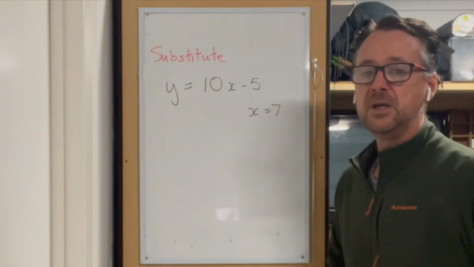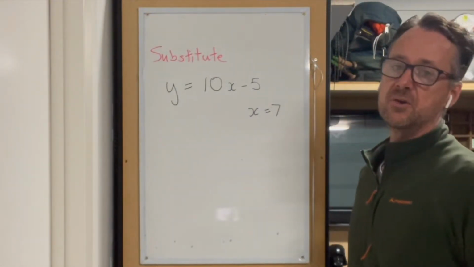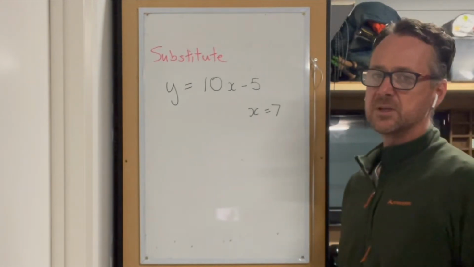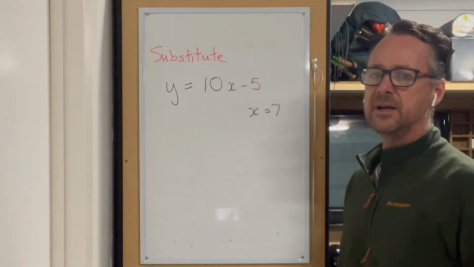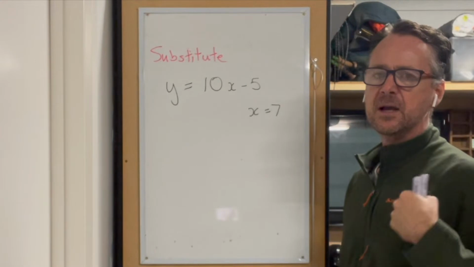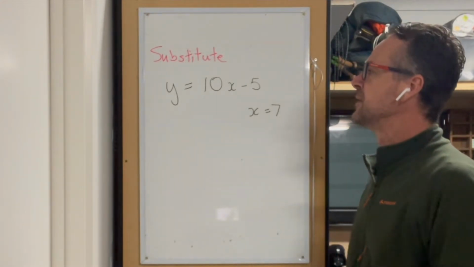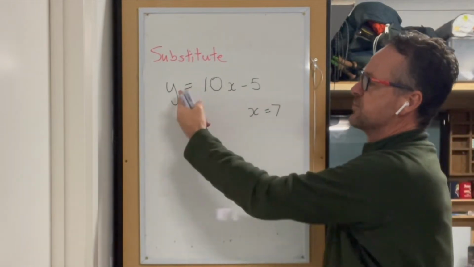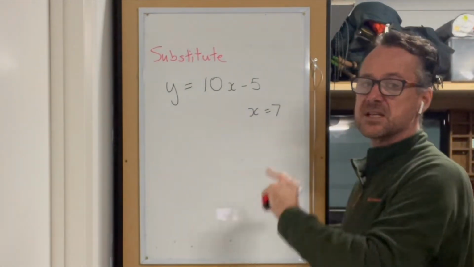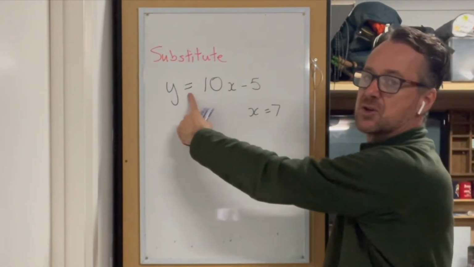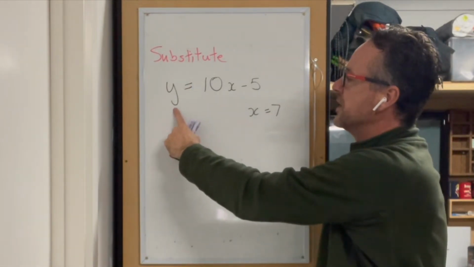Right, we're going to look at the idea of substituting in values now. Normally in this scenario, we'll be given an equation or an expression, and then we'll be given the value of at least one of the pronumerals. In this case, we've got an equation. We know that because it's got an equal sign, and we've got y equals 10x minus 5.